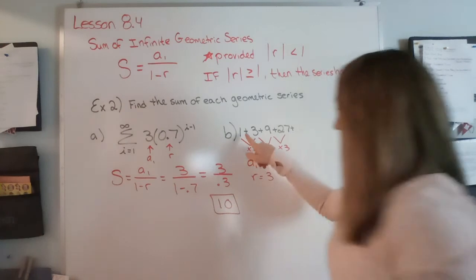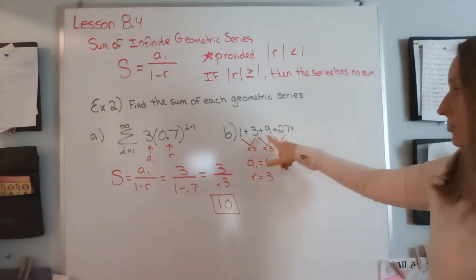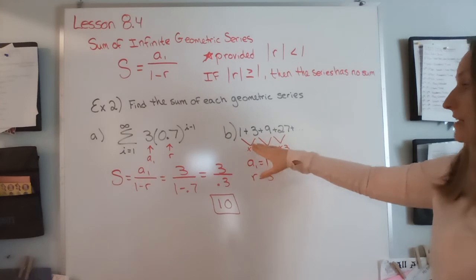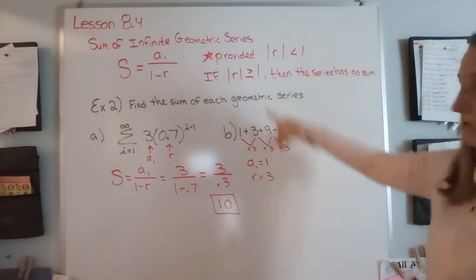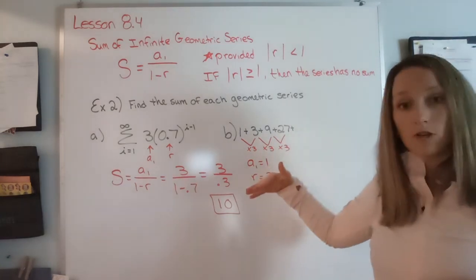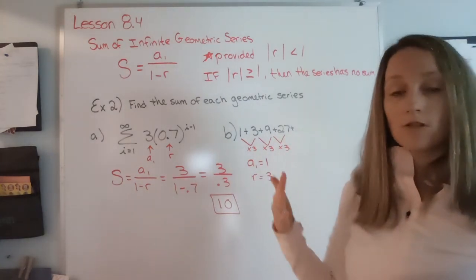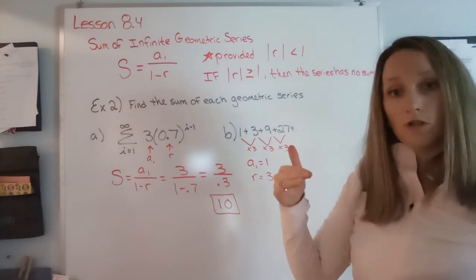Notice that these numbers are exponentially getting larger, right? And they're getting larger and larger and larger. As it gets larger, because the R value is greater than or equal to 1, the values are going to continue to get larger. There's no limiting value. If you think about it graphically, there's not a value that it is approaching.